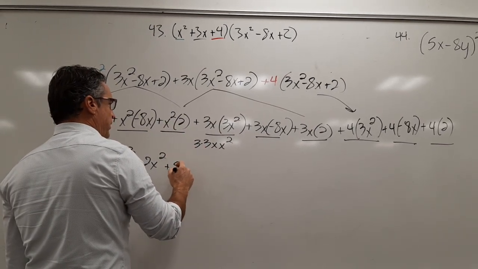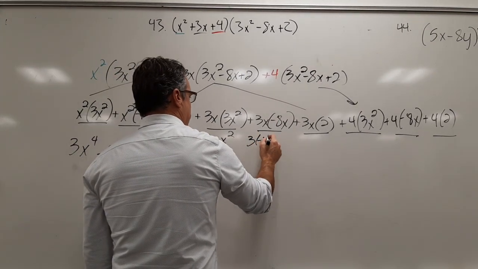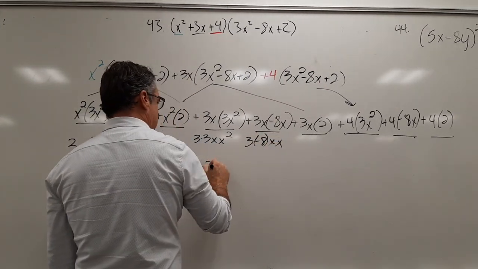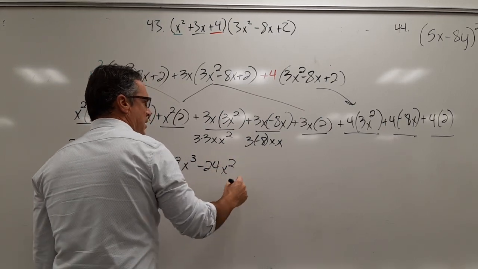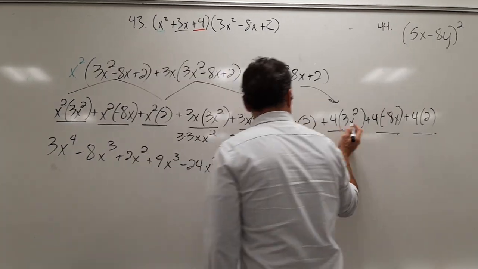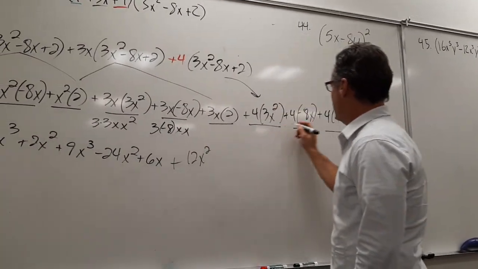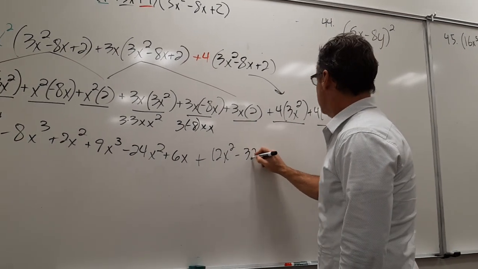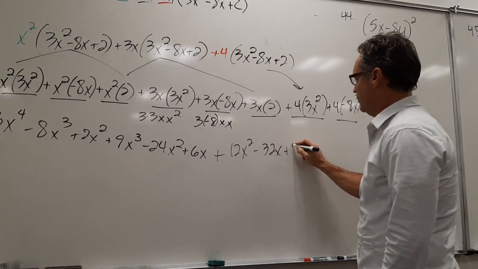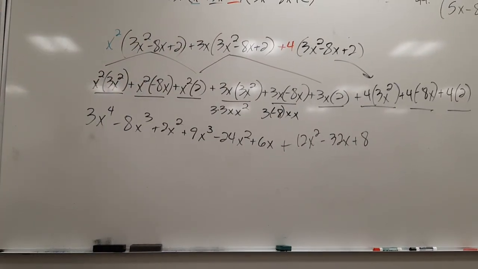So this ends up being plus 9x to the 3rd. Again, 3, negative 8, x and x. You like that? Makes you comfortable? Do it. Okay? And this here, 2 times 3 is plus 6x. Coming down here, I'm going to end up with plus 12x squared. Over here, negative 32x. And down here, plus 8. Holy mackerel, we've got a lot on this board.